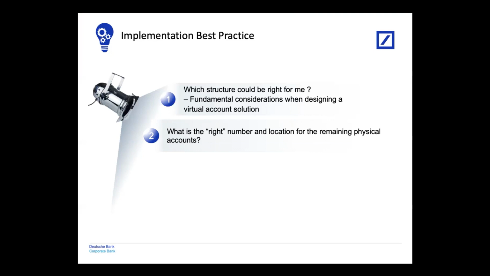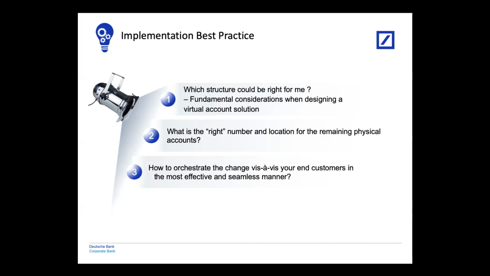Exactly right. Okay, moving on and looking at your third question, how to orchestrate the change vis-a-vis your end customers in the most effective and seamless manner. Introduction of virtual account numbering can be quite a problem. That's a very valid question, and I would like to break this down into two phases, namely before go live and after go live.